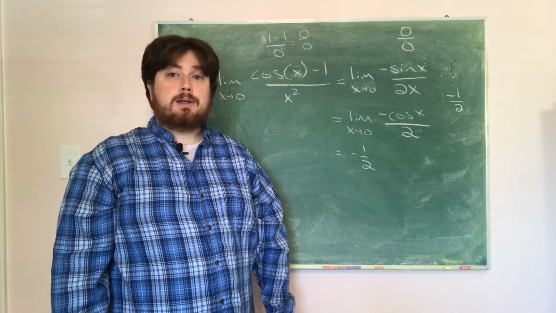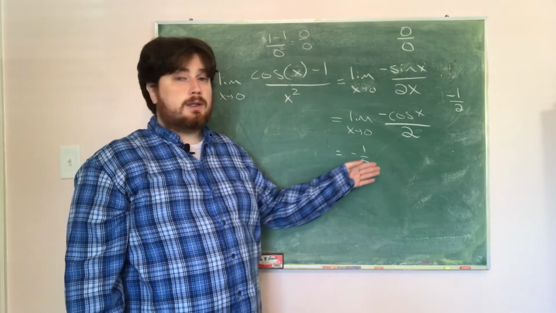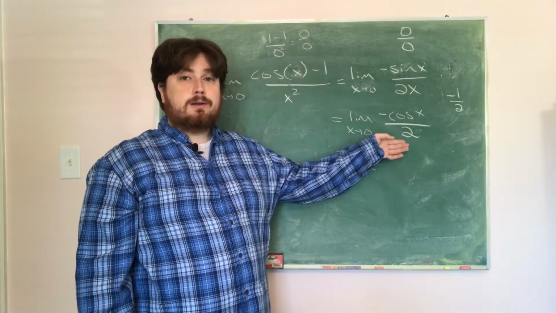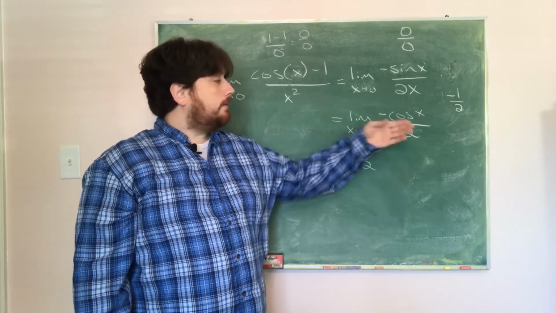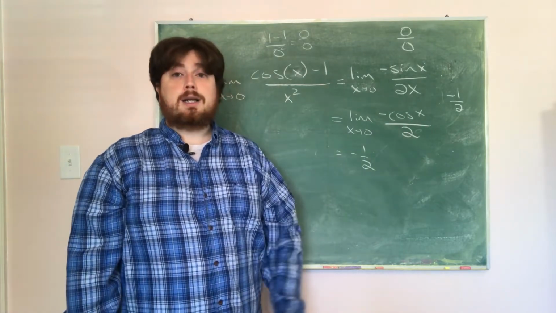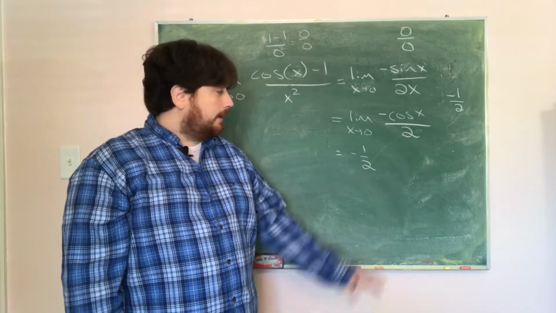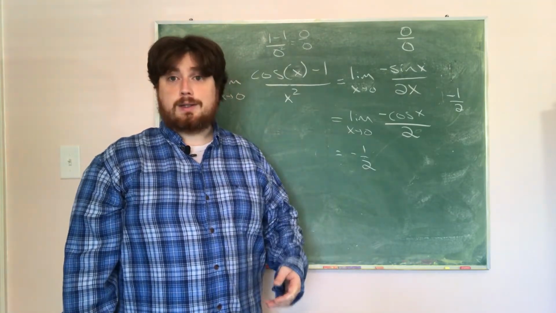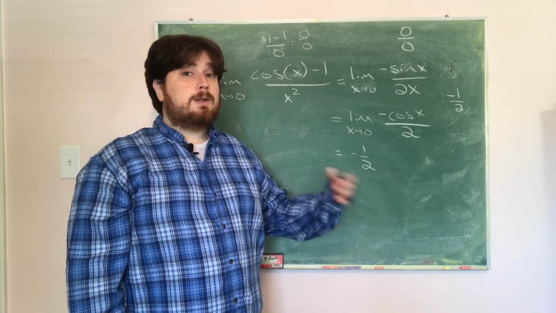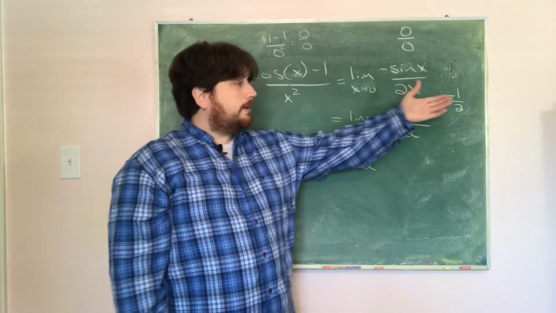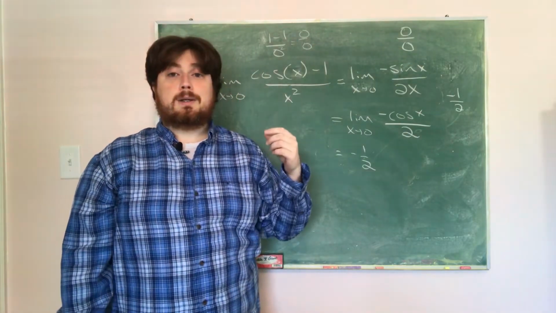Now, just as a point here, I do need to check each time. I don't want to get carried away and keep using L'Hopital's rule, because if I try to use it here, I would get the derivative of negative cosine is sine, the derivative of 2 is 0, and sine over 0, something over 0, is going to be undefined, and so we get a completely different answer in that case. What I'm trying to point out is that you do need to be careful. You need to check each time what this is going to be. And we can only use L'Hopital's rule if we get one of these indeterminate forms.